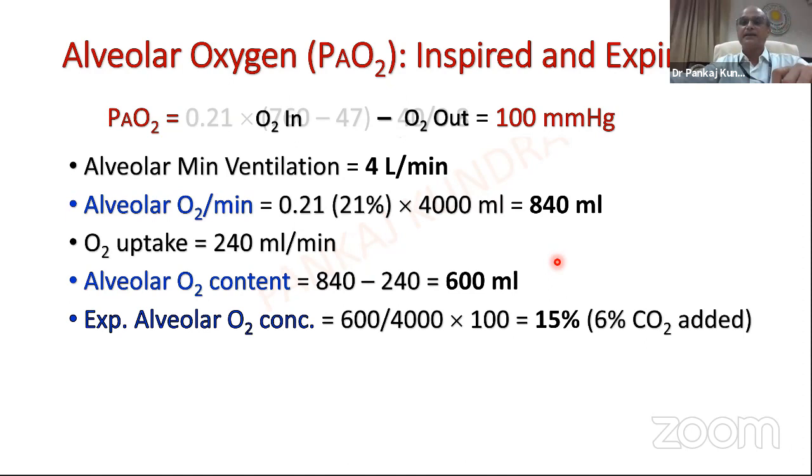Now, why do we need to know this? We need to know this to understand the expired alveolar concentration. So the alveolar content divided by the 4 liters capacity which we have, we get about 15%. And this 15%, if you subtract 6%, because 6% is taken away by the CO2, that's the expired alveolar concentration.